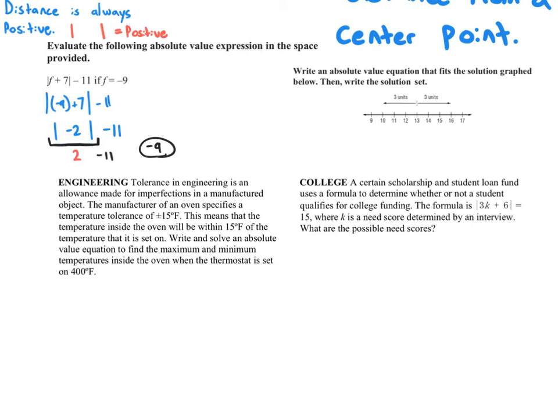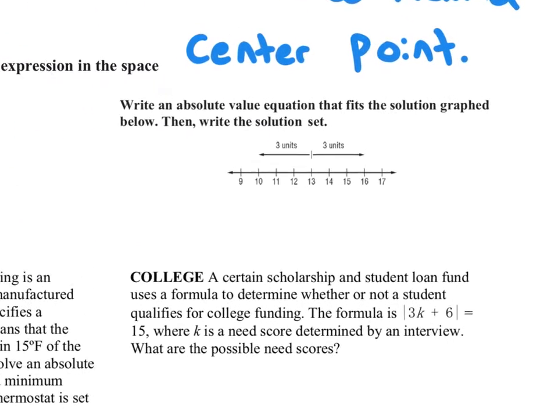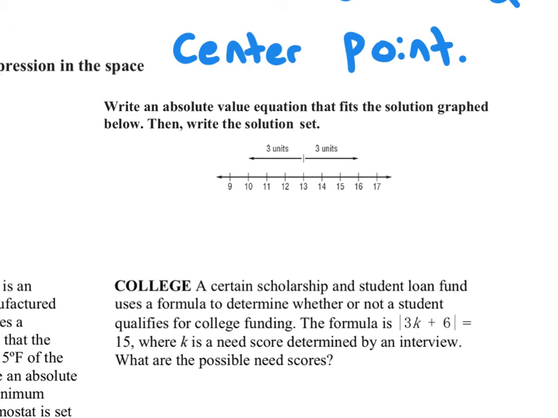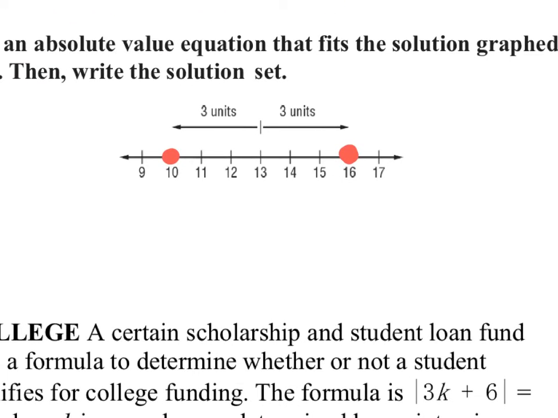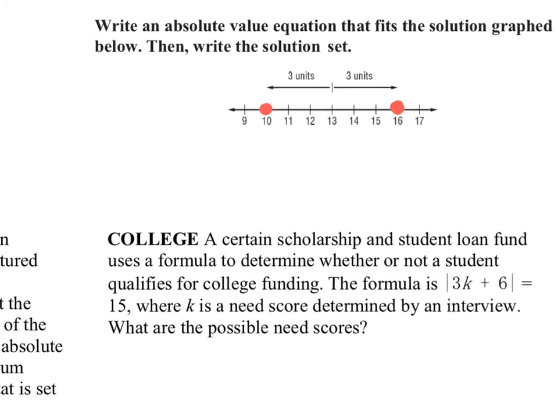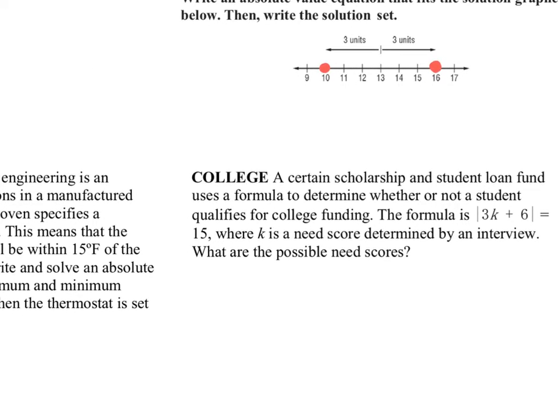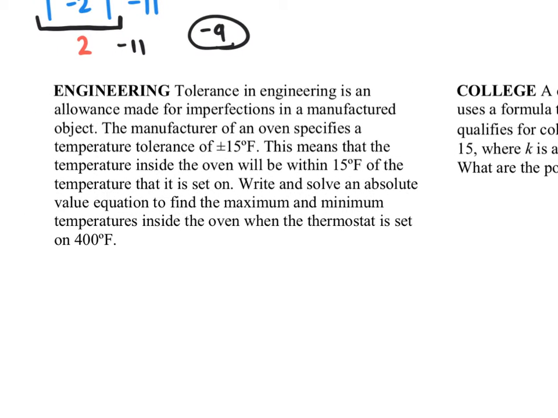Here's a picture of what we're going to be able to take care of after we go over this lesson. We will be able to write an absolute value that fits the solution graphed below. So by the end of this video with you, I'm going to be able to write an absolute value that leads to the solution of 10 and 16. We'll also be able to do it with situations like this. And this is one where you could probably think about this logically.